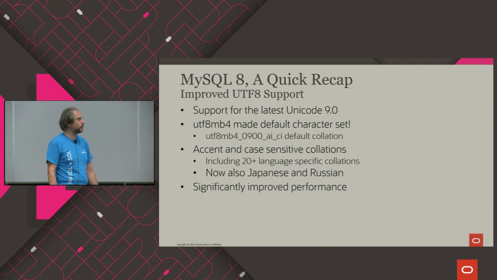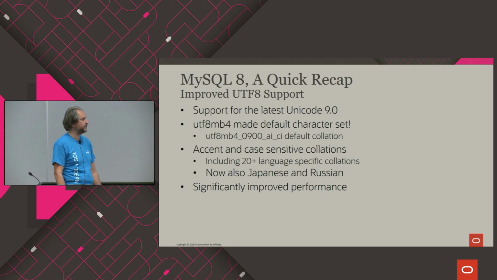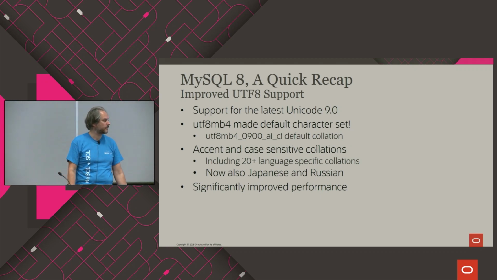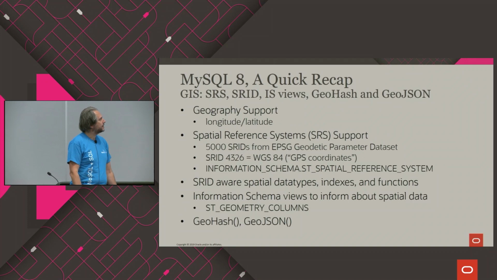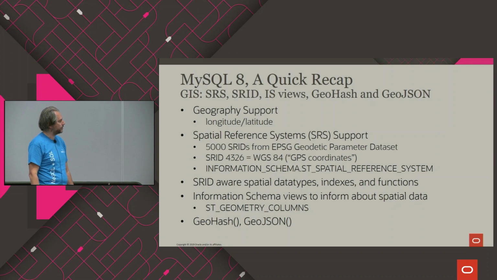Apart from being more Unicode compatible with the latest Unicode 9, with more languages and the utf8mb4 new character set, and we did it taking into account performance as well, we also introduced new features about geography support, more than 5,000 spatial reference systems and new types, and the capability to hash coordinates, so to be able to export, import, index, and so on, and treat spatial coordinates as JSON.